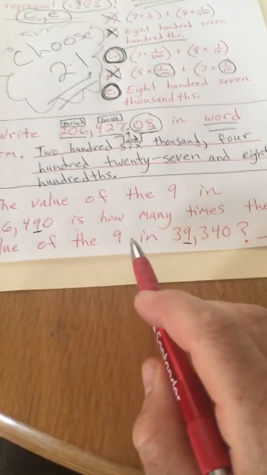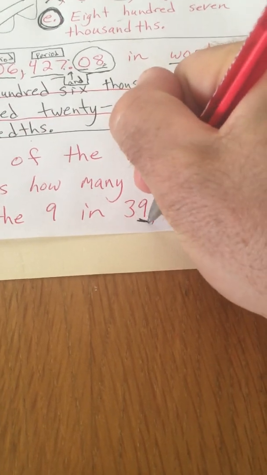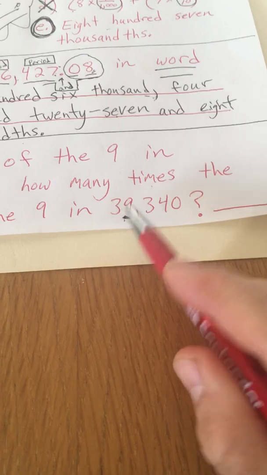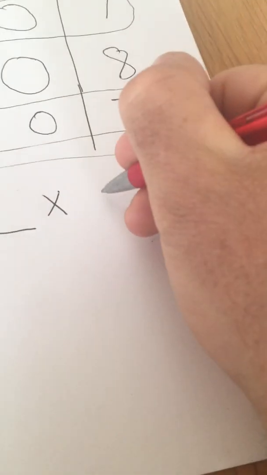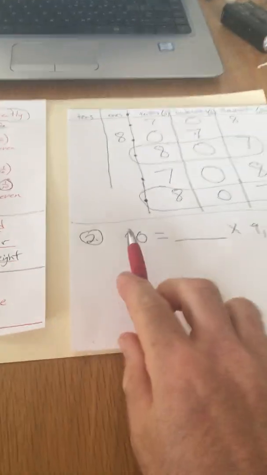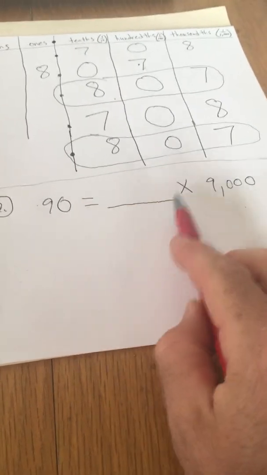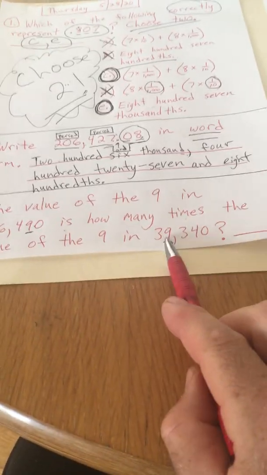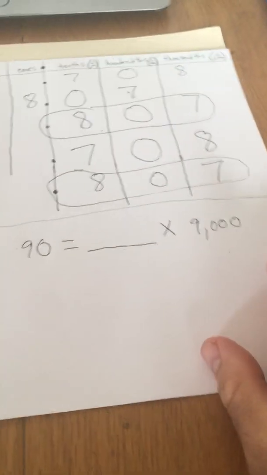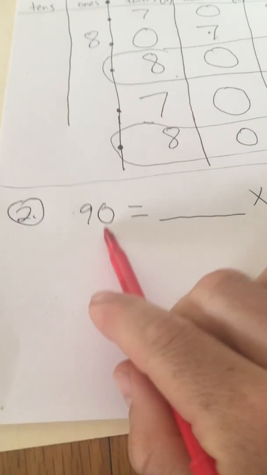how many times the value of the 9 in 39,340. What's the value of this 9 now? It's a 9 in the thousands place. It's 9,000. So what we have is the value of the 9, or 90, equals how many times the value of the 9 in 9,000 here. Okay, so 90 is how many times 9,000. So the tricky part is kids want to start here, but we're going to end there.